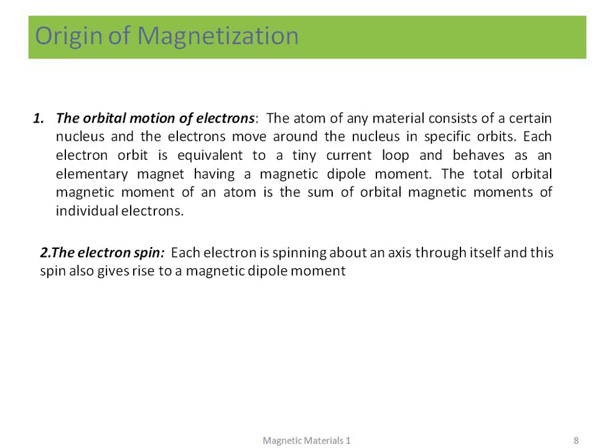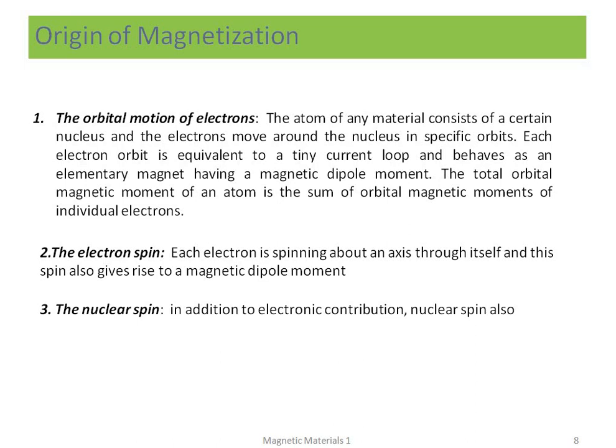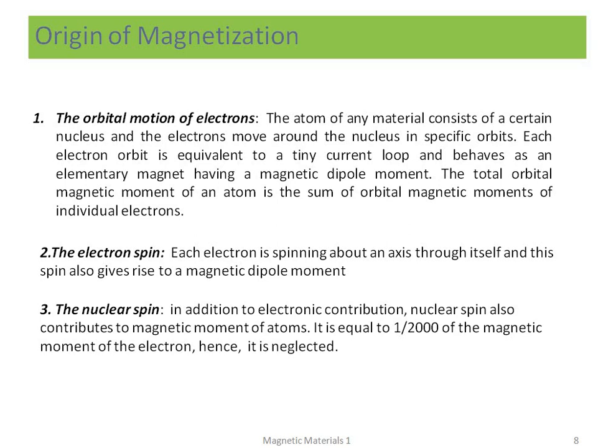When the electron is in orbital motion, it also has a spin motion. Each electron spin is about an axis, so that also can be considered as a magnetic dipole moment. There is also a nuclear spin in addition to the orbital motion of the electrons and the spinning motion of the electrons. But this nuclear spin is about 1 by 2000 times the magnetic moment of an electron, and hence it is neglected. So this is the origin of the magnetization. When an electron revolves around the nucleus, whatever current loop it has is considered as one magnetic dipole moment.